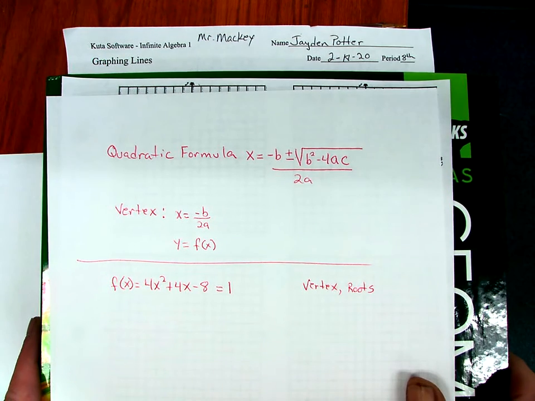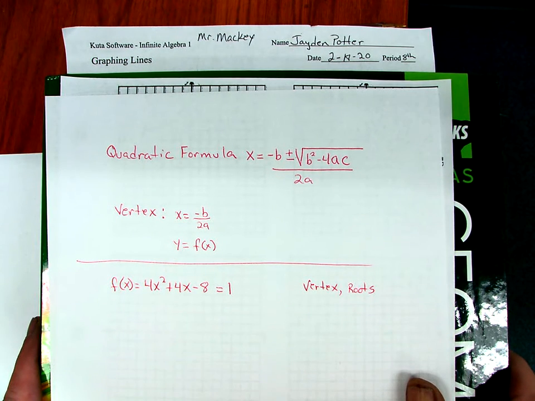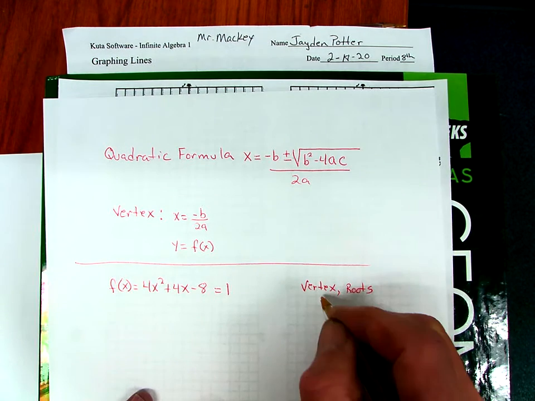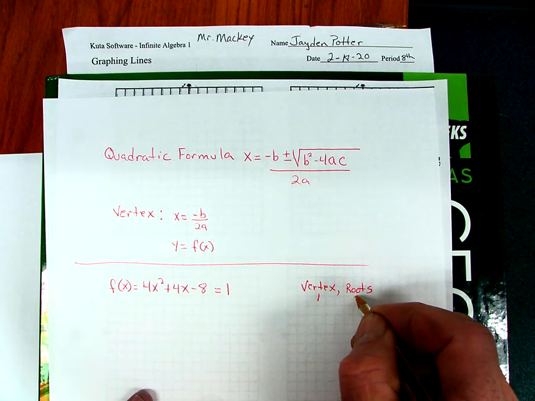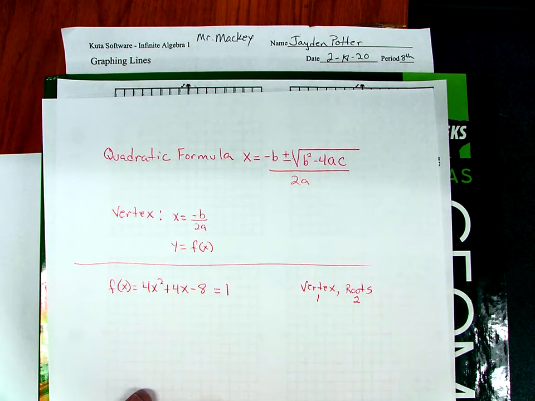If we're using the quadratic formula, then we have a parabola that crosses the x-axis at least once, so there are going to be some roots. We will have 1 vertex, and typically we have 2 roots. Okay, so let's get started.